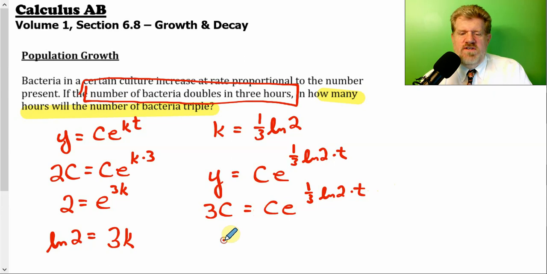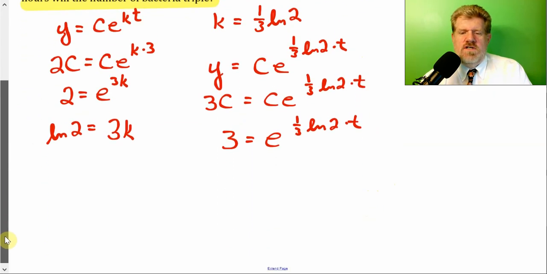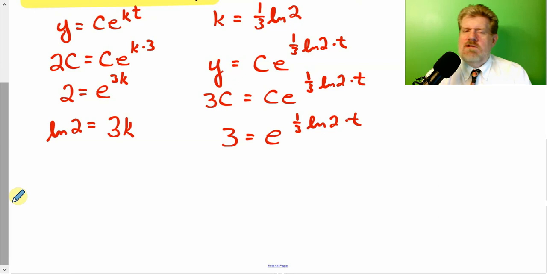Divide both sides by C again. And here is my equation. Now I have to solve for t. Well, I solve for t with all of my great logarithmic skills. The inverse of e is natural log. I'm going to take the natural log of both sides.